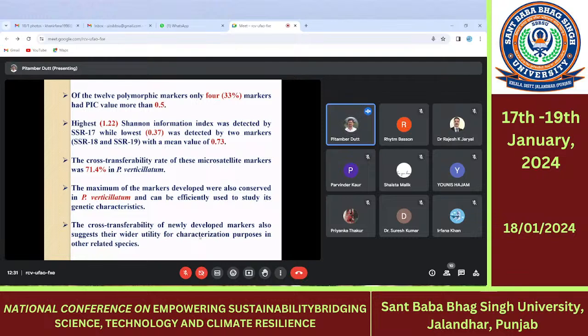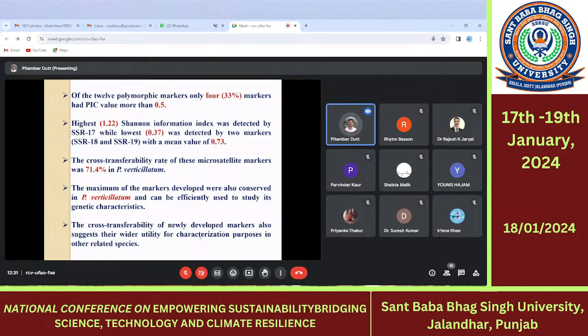The highest Shannon information index, 1.22, was detected by SSR 17, while the lowest, that is 0.37, was detected by the two markers SSR 18 and 19, with a mean value of 0.73.